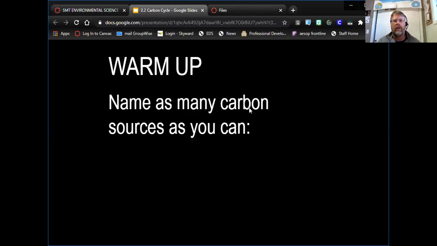Name as many carbon sources as you can. During class, a lot of you did a great job talking about carbon sources. We breathe out carbon dioxide, so humans and all mammals and all animals breathe out carbon dioxide. And then anything that burns releases carbon dioxide: wood fires, coal, natural gas, all of those things give off carbon dioxide. We can keep going through different variations of those examples, but those are definitely the biggest ones. We'll see those in the carbon cycle.